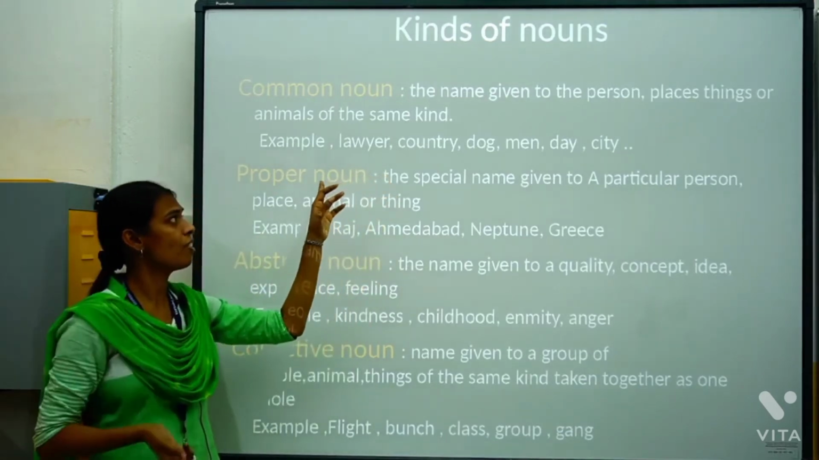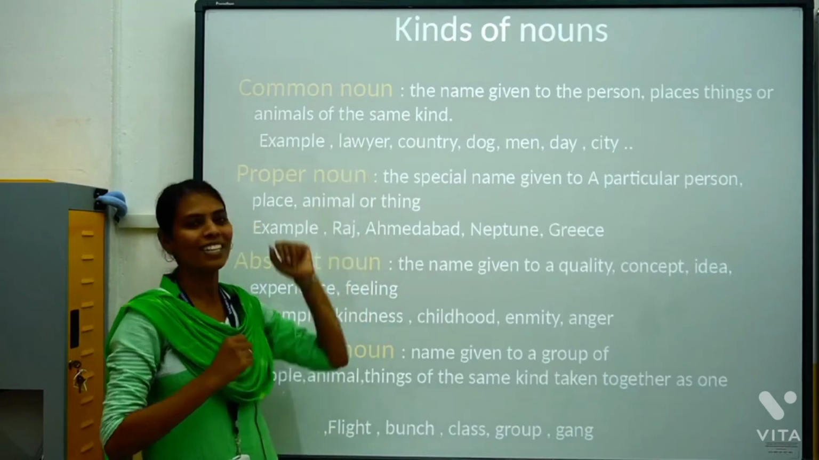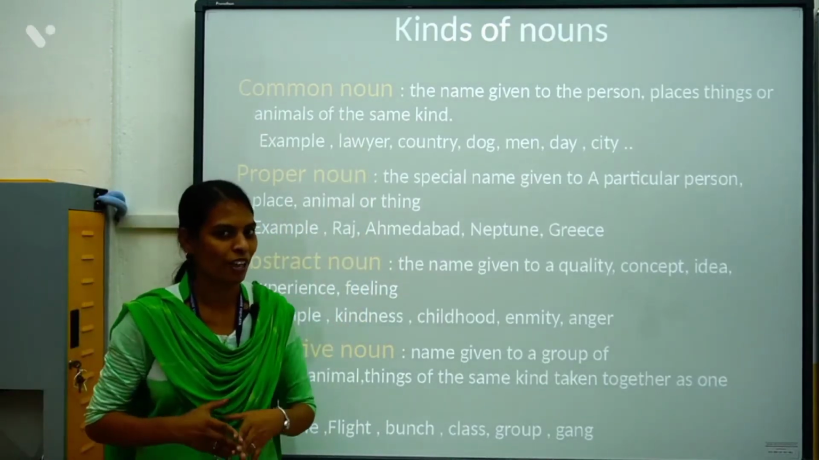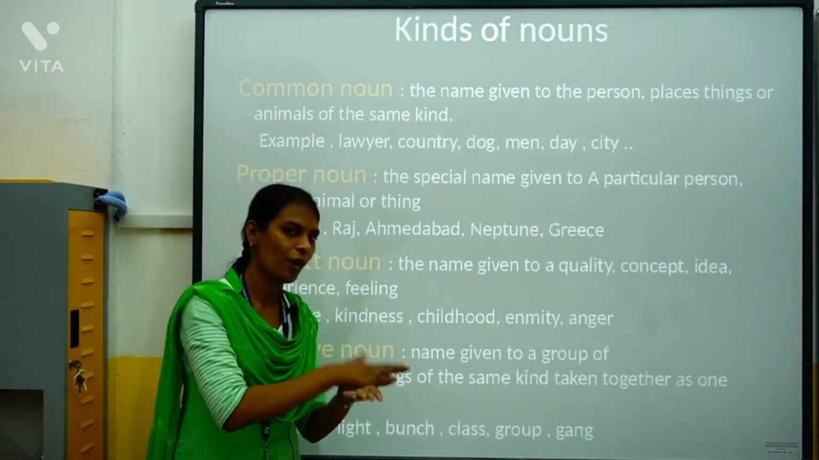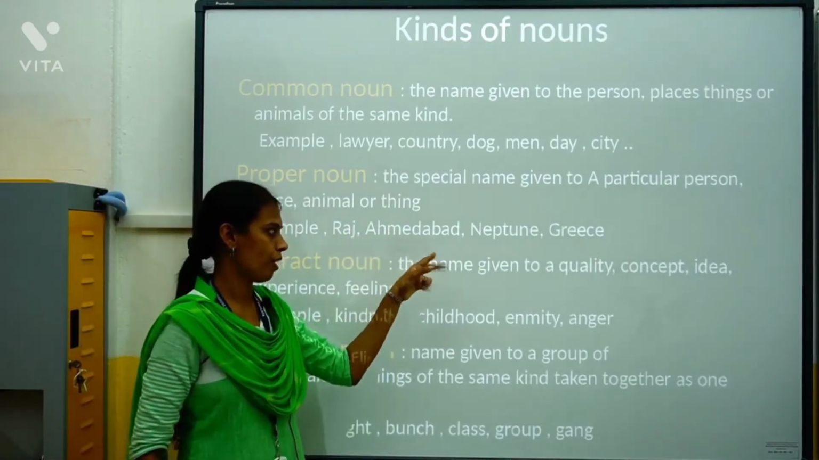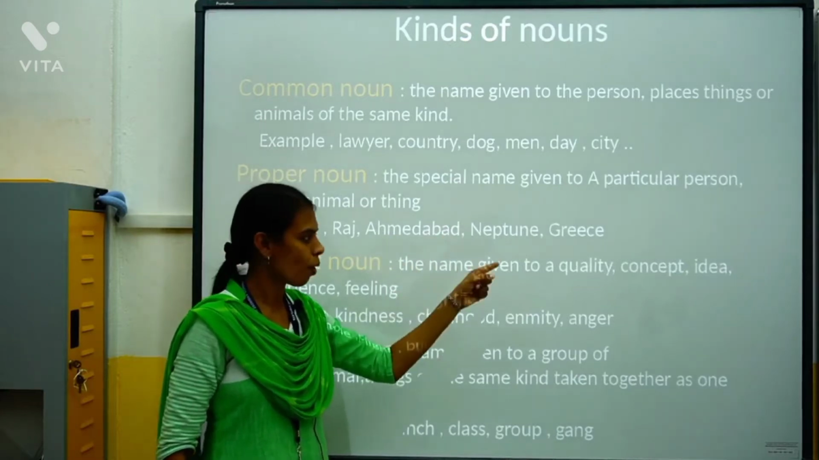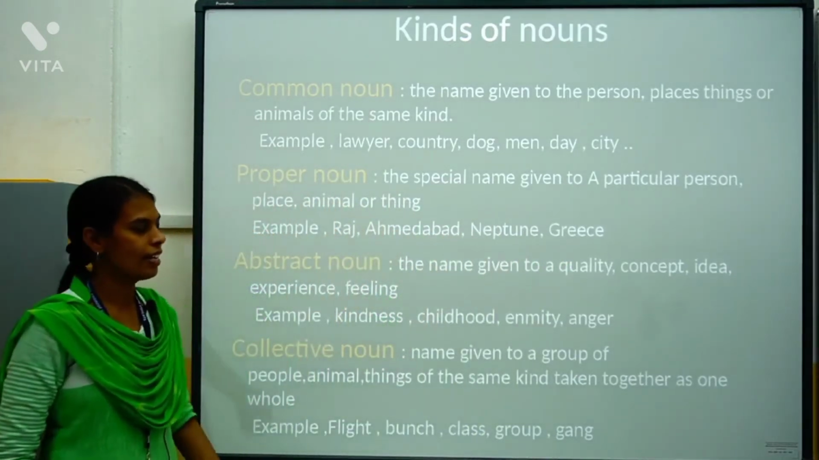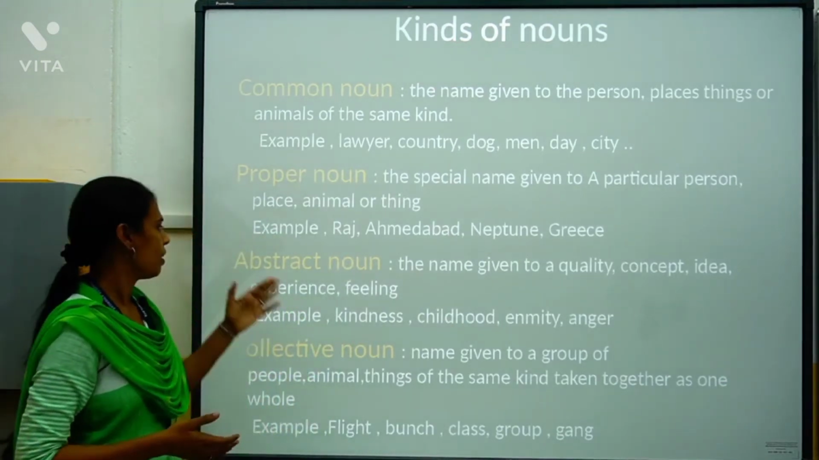If I give the same thing, lawyer Venkat, Venkat is a lawyer, which noun does Venkat come under? It comes under proper noun. Now do you understand, children, the difference between common noun and proper noun? Yes, Ahmedabad is a proper noun. Neptune, we have given a name, right? Neptune is a proper noun. Greece is a proper noun. Hope you will understand. At the end, you will see a few exercises also. Okay, children? Yes.